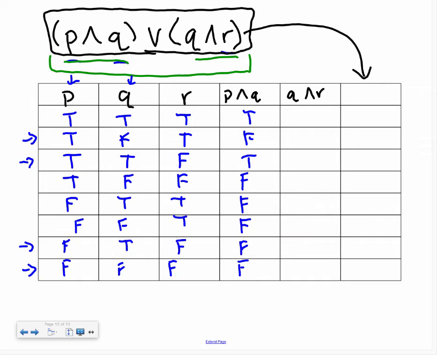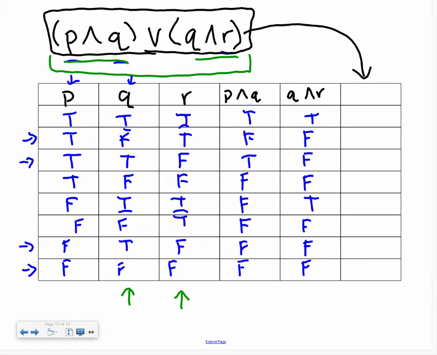Next, I look at Q and R, so that means I'm going to be looking at this column and this column. And again, the only time I'm going to get a true is if I have two trues. So sometimes it's easier to go through and look for where you have two trues. So I see I have a true here, and I have a true, true here. And those are the only two trues I see, so I can just fill everything else in with a false.